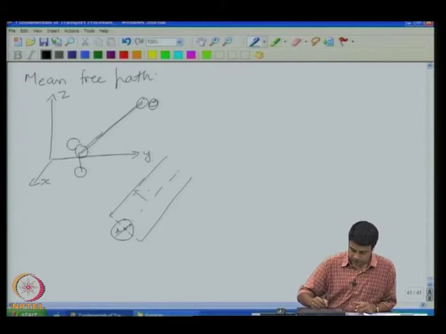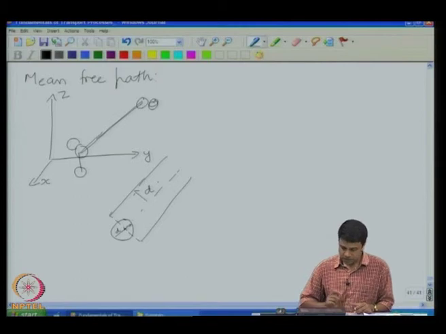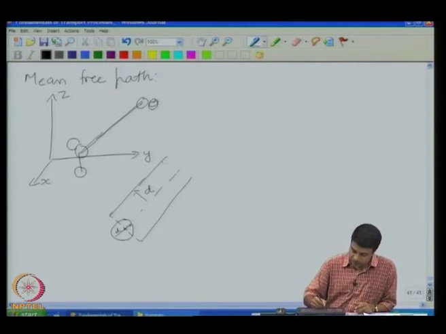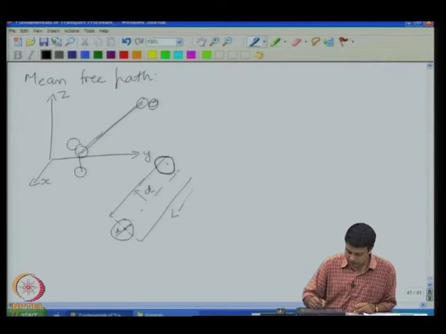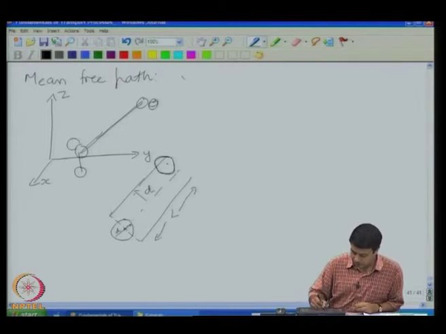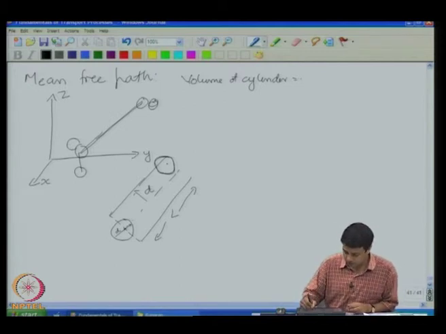of radius equal to d, such that if the center of the second molecule is lying within this cylinder, there will be a collision between the two molecules. As it is traveling with its root mean square velocity, it is sweeping out this distance. So, if it travels some length L, the volume of cylinder swept out is going to be equal to pi d square times L.